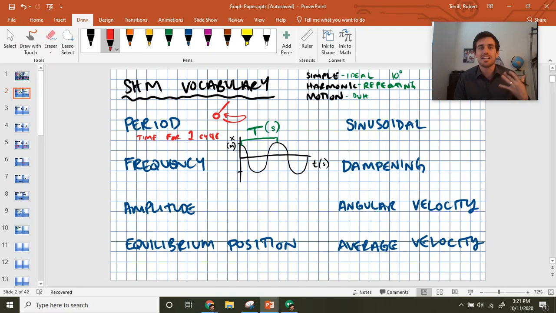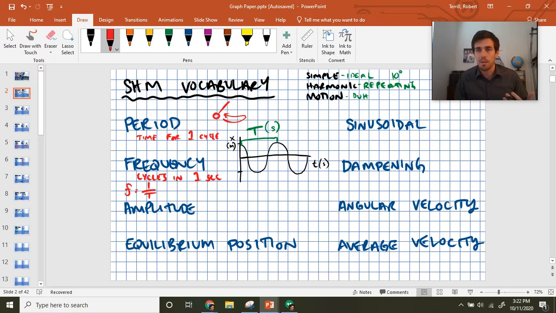And frequency is exactly the opposite of a period. If a period is the time it takes for one cycle, the frequency is the cycles in 1 second. So if it took 1 second to do a full repetition, the period would be 1 and the frequency would be 1. But if it took 2 seconds to do a single period, then the frequency would be half, because it only got half of a full cycle in that 1 second of time. So mathematically, the formula for frequency is frequency is equal to 1 over time, or 1 over period.